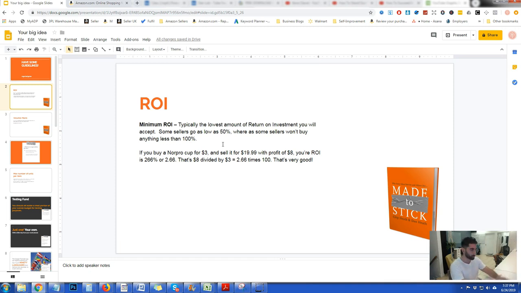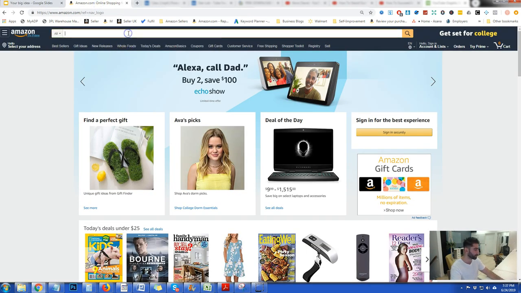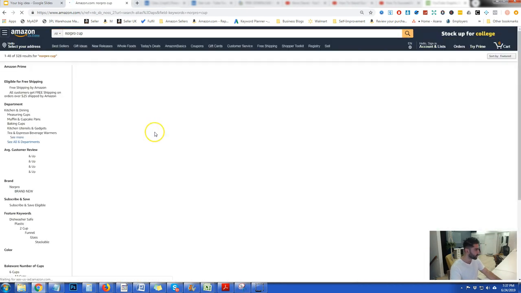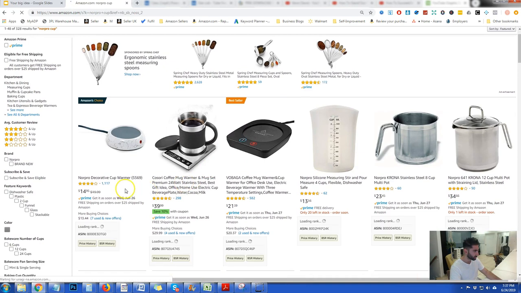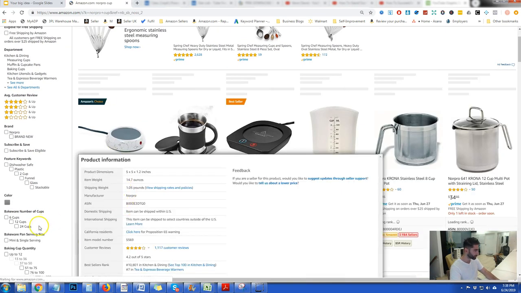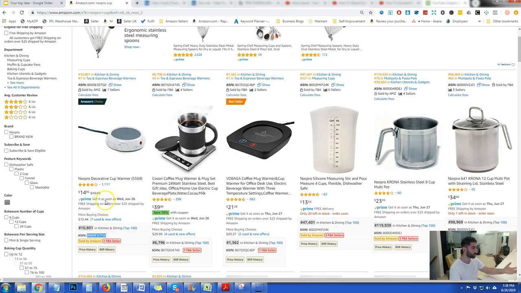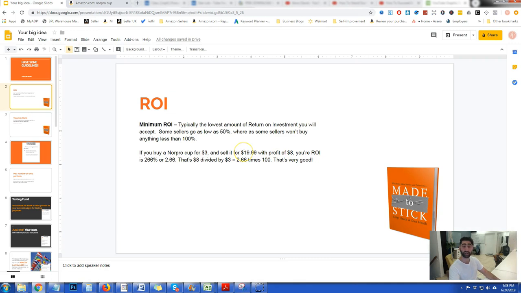So, for example, let's jump in. Let's say you buy this NordPro cup, and let's pull it up here. Oh yeah, let's do this cup warmer. And now the numbers aren't going to be exactly right because the prices change and all that, but just as an example, let's say we buy this at $3, okay, and we're able to sell it for $19, and our profit with Amazon fees, PPC, everything else, our bottom line profit is $8.